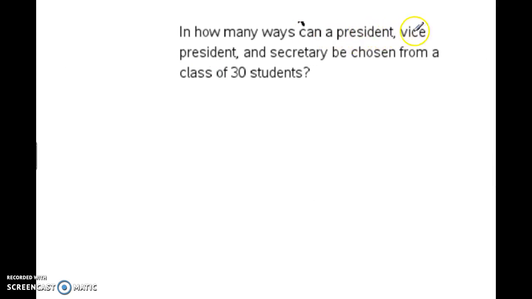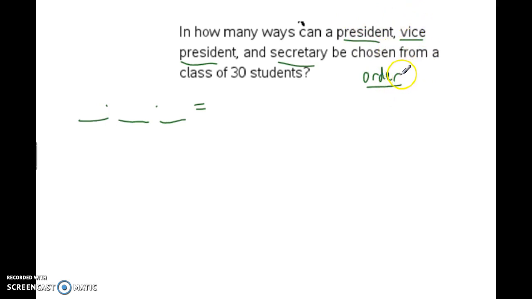How many ways can a president, vice president, and secretary be chosen from a class of 30 students? So interesting here. Now when you're choosing 3 positions, the question behind the question here is: is order important? And I think order is important in this question. I think these positions, president, secretary, vice president, are 3 positions that are distinctly different. Usually people want to be president, then maybe vice president, then maybe secretary.